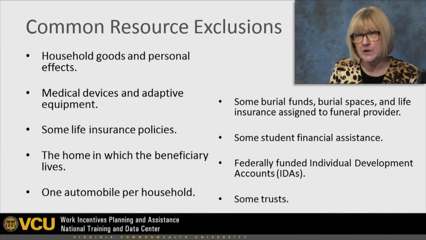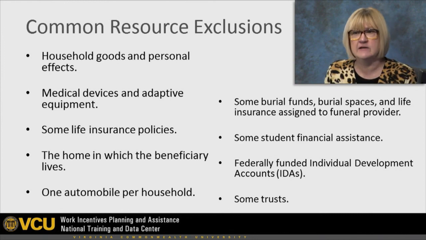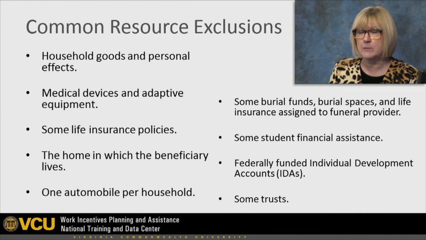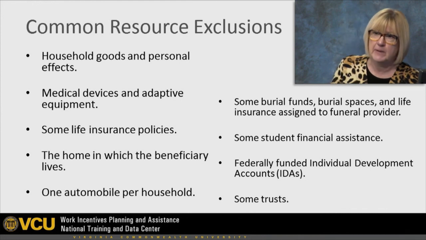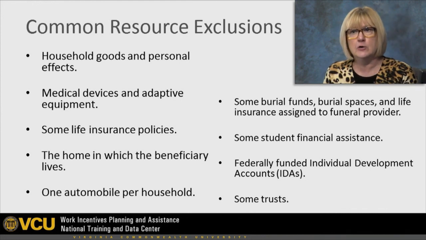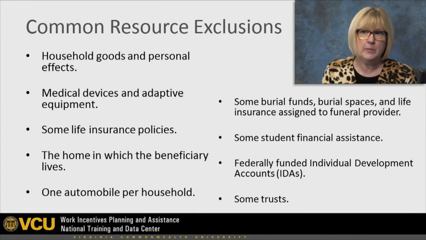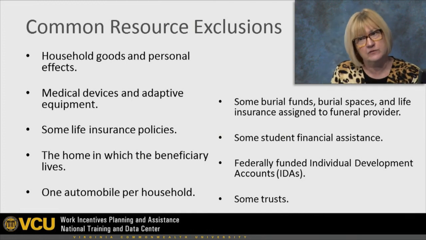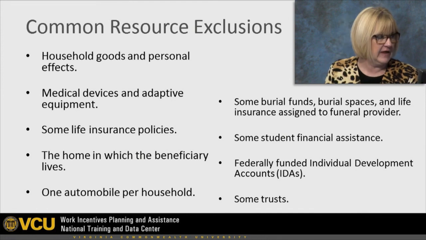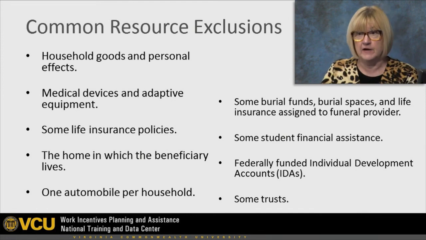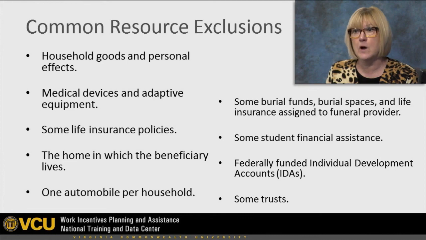The most common question beneficiaries have is about their personal belongings. And your basic personal belongings, your pots, your pans, your sheets, your clothes, the things that you have, they are not counted. Nobody from Social Security comes to your house with a clipboard and looks at that. So household goods and personal effects are excluded. Medical devices and adaptive equipment, that's really important for a lot of people with disabilities. Those are excluded as well.